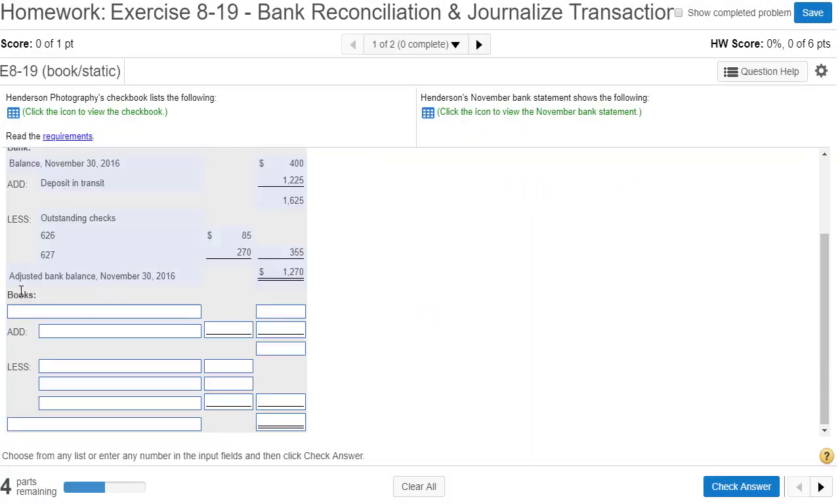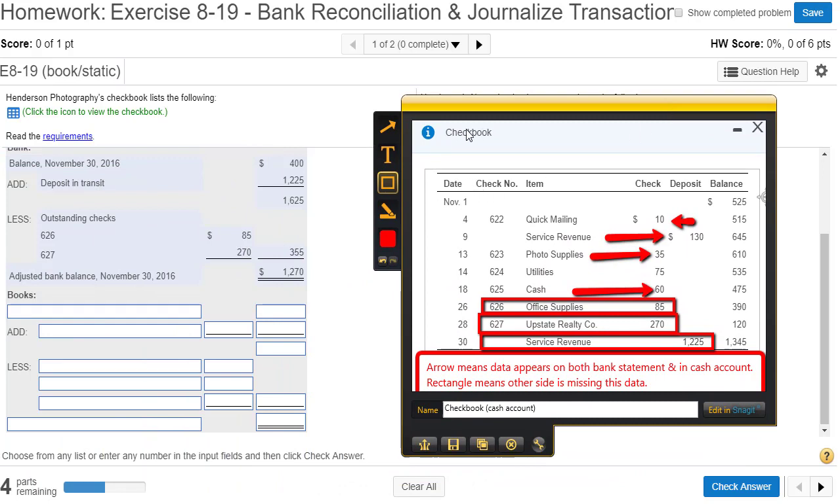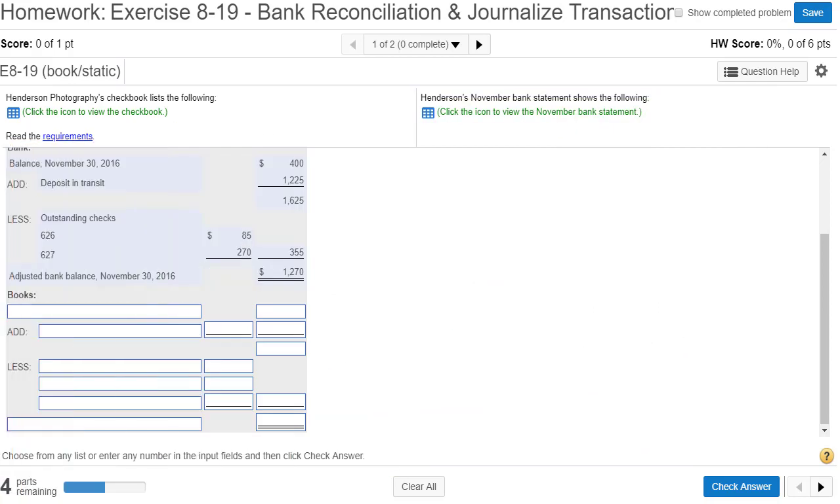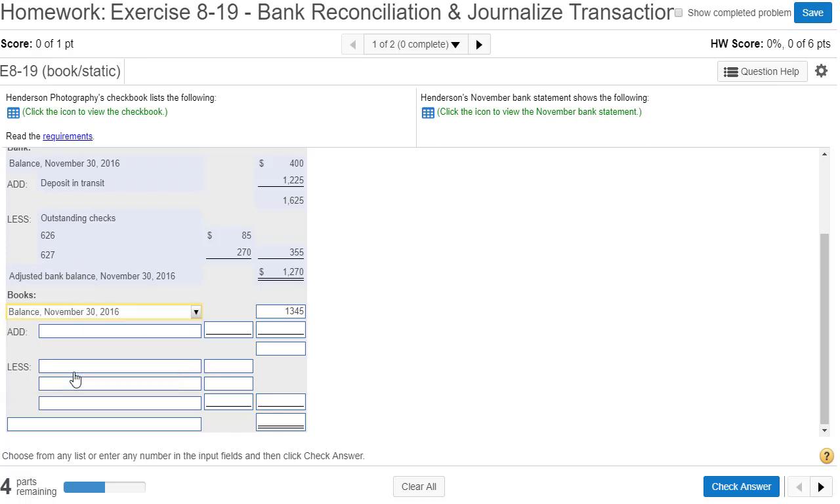Now we're going to go to the book side. On the book side, we're going to enter things that the book side, in other words, our accounting records, was not aware of. First of all, we need to find the balance. The checkbook, or book side, means our accounting records. So what's the balance of cash at the end of the month? $13.45. So we enter the balance here, $13.45, and that is the balance as of the end of the month.